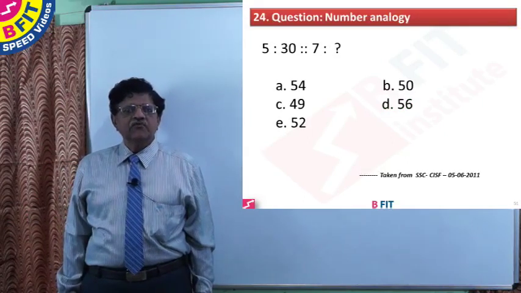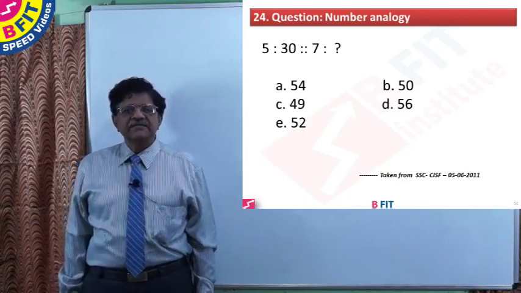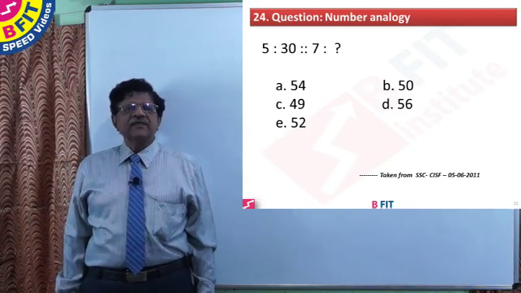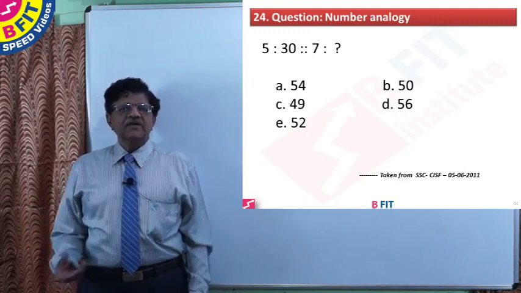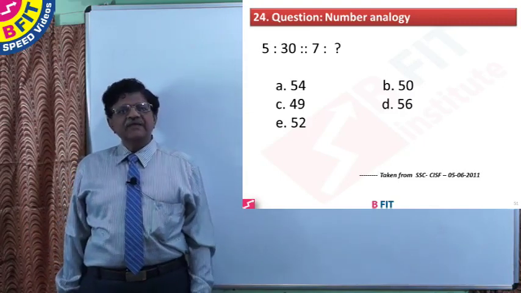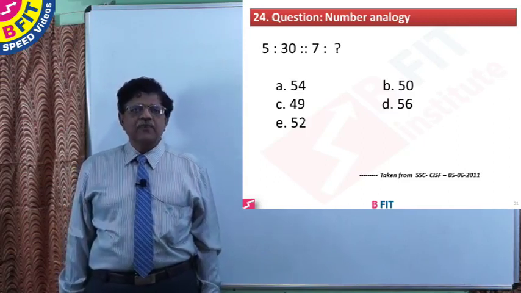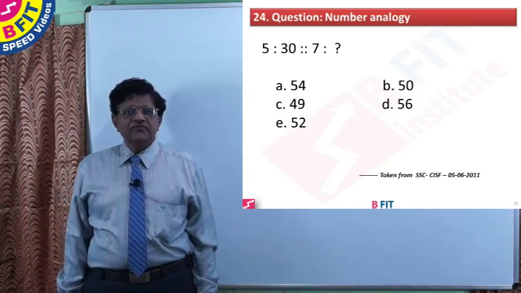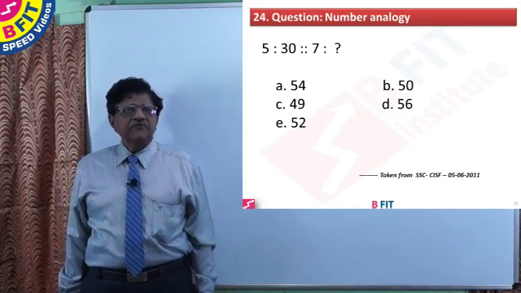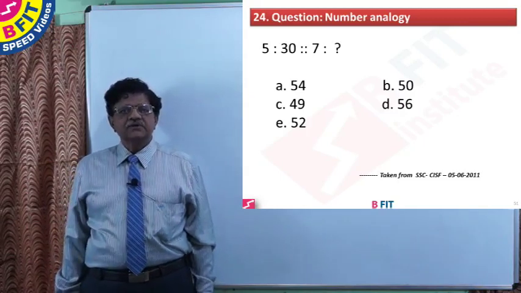Question number 24. 5 is to 30 is the same as 7 is to what? 5 and 30, what is the connection? Obviously 5 into 6 is equal to 30. 5 6s are 30. Can we apply that? 7 into 6 in the same way, 7 into 6 must be 42. We can apply that, there is nothing wrong. But if you look at the options, there is no option called 42. The options are 54, 49, 52, 50, 56. So 42 is not the option.